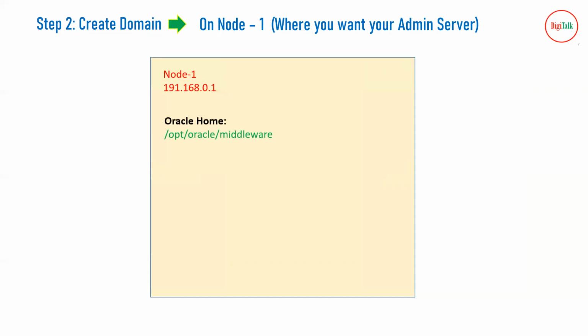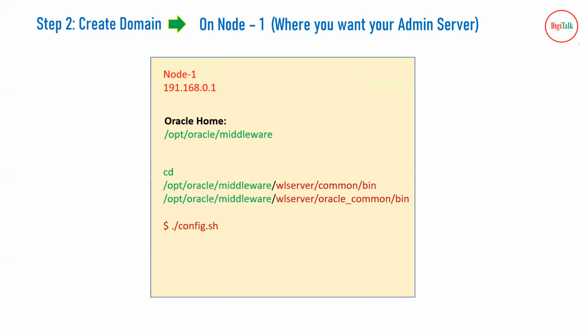This was the Oracle home that we created when we installed the WebLogic server. You have to initiate the script called config.sh in case of a Unix-based operating system, and if it is Windows, then it will be config.bat. This will be inside your Oracle home, under wlserver/common/bin, or under wlserver/oracle_common/bin. You can start from anywhere, however the common/bin is deprecated now, so you can start the wizard from oracle_common/bin.